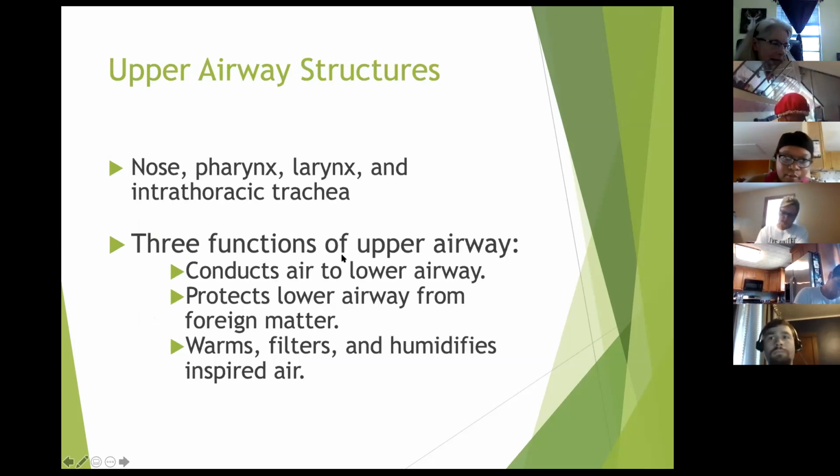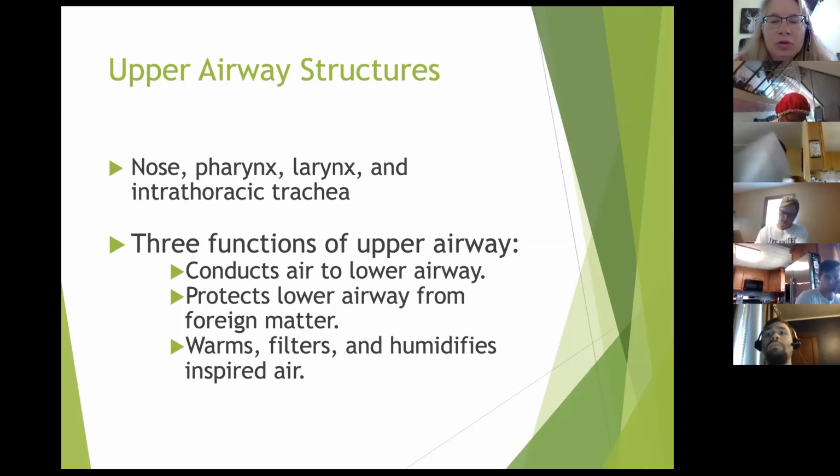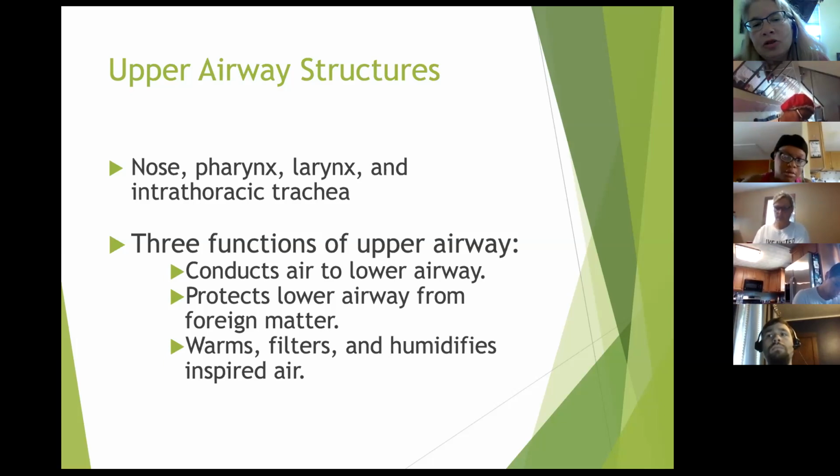Now we're going to talk a little bit about the upper airway and what it does as opposed to the lower part of the respiratory system. So your upper airway is your nose, your pharynx, your larynx, and the upper part of your trachea. Basically, it not only conducts your air going into your body down to your lungs, but it also protects your airway from foreign matter.